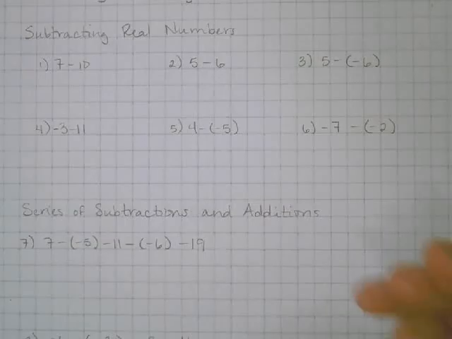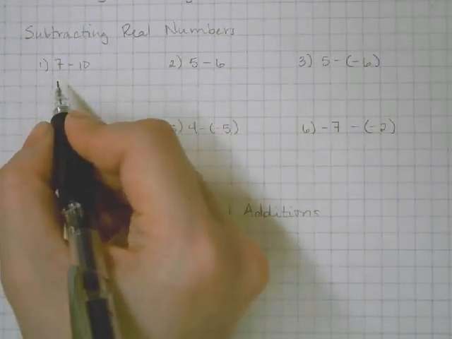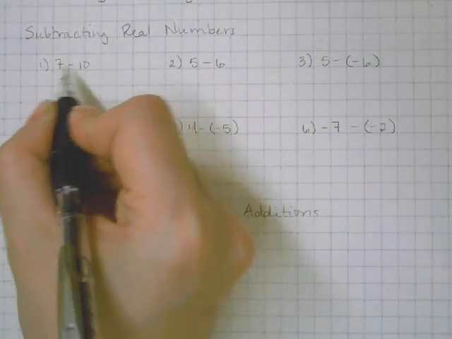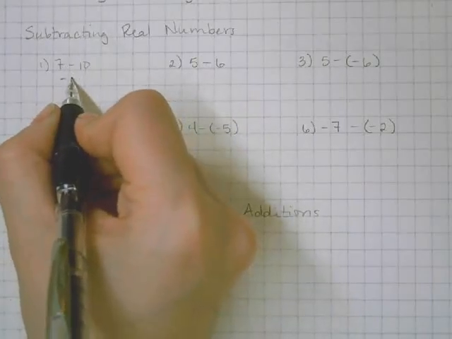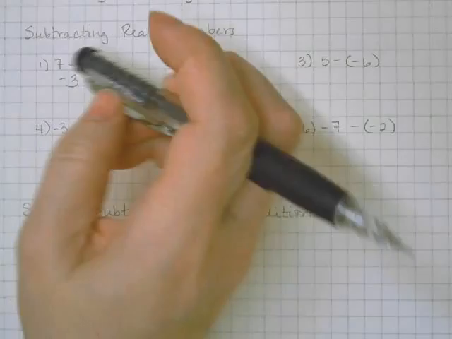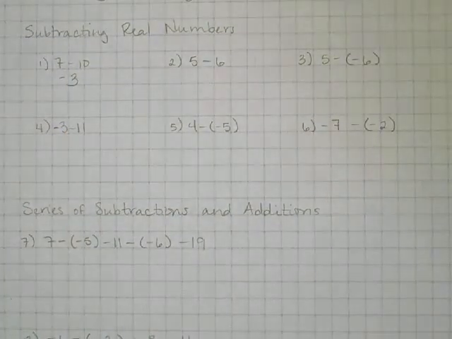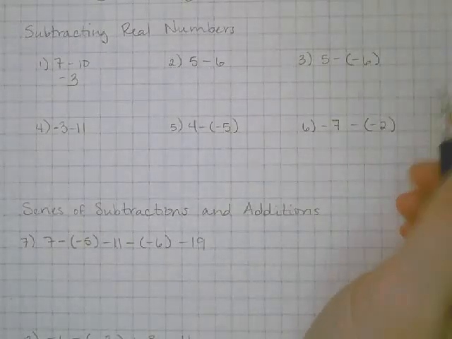So 7 minus 10, if you're subtracting the bigger number from the smaller number, then we're ending up with a negative number. The difference between 10 and 7, 10 minus 7 is 3, so this is going to be a negative 3. So whether we're dealing with positive or negative answers depends on which number is the bigger number.